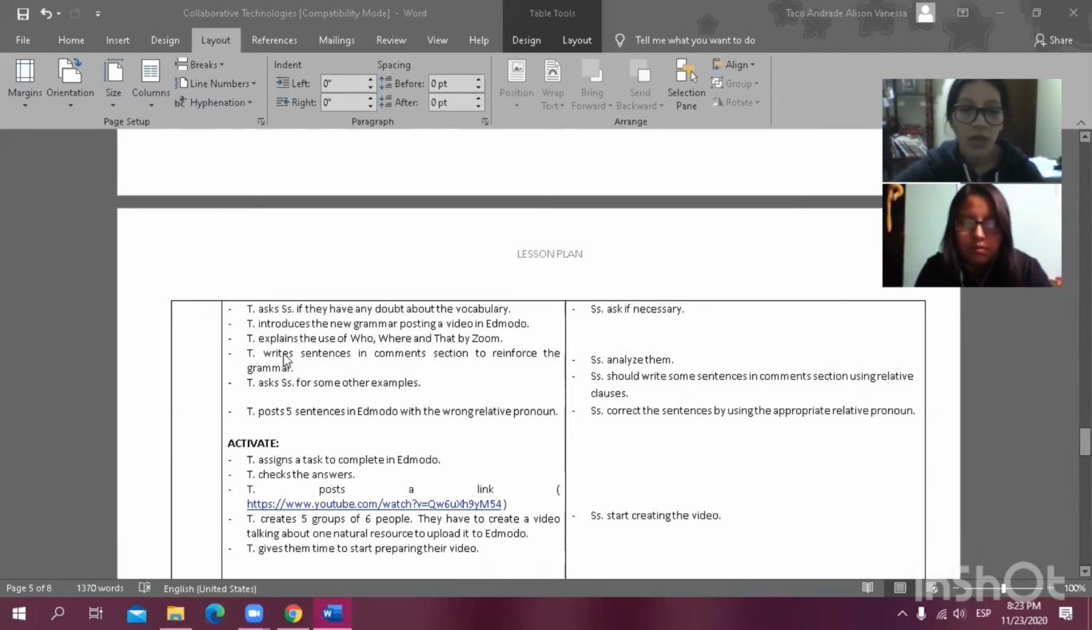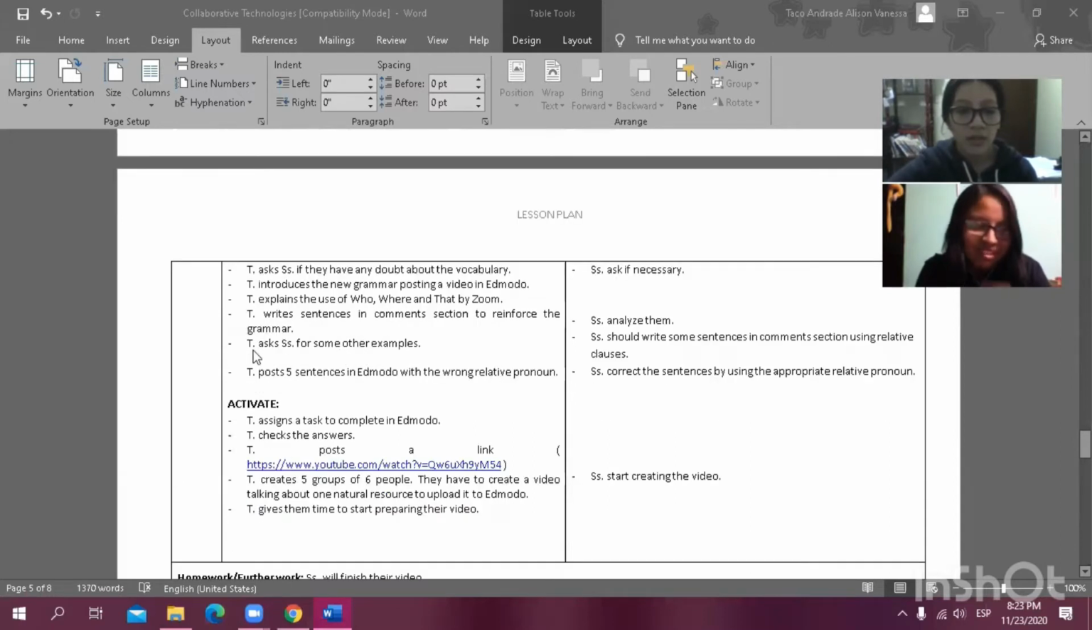Then, as teachers, we will explain the use of who, where, and that by Zoom. Then we will write sentences in the comments section to reinforce the grammar. Then students will analyze them. As teachers, we will ask students for some other examples. Then students should write some sentences in the comments section using relative clauses.